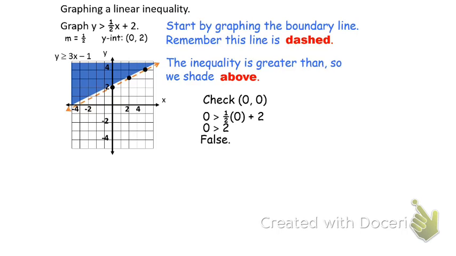This is false. But that doesn't mean we did the problem wrong. It just means that 0, 0 should not be part of the solution. We tested in the inequality, it doesn't work, which means the side that has 0, 0 should not be shaded. Look at our graph. Did we shade the side with 0, 0? No, we didn't, which means our shading is correct. We shaded the side where 0, 0 was not because 0, 0 is not part of this shaded solution.